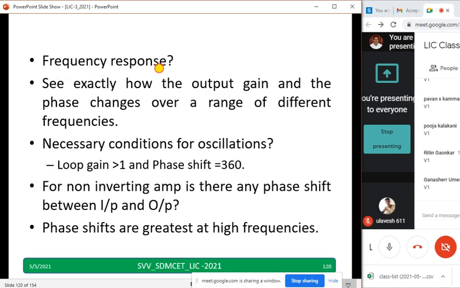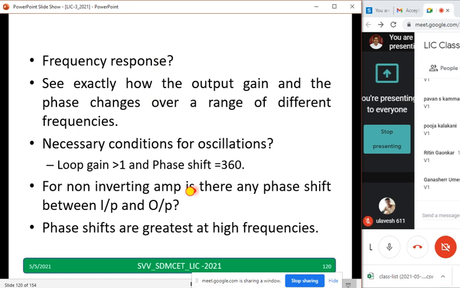Frequency response you have already done in your third semester, and in your fourth semester also you are doing it. What is the frequency response? Everybody knows. You can see exactly how the output gain and the phase change over the range of different frequencies. You use it even in control engineering. And the necessary condition for oscillations, all of you have studied in your third semester. Loop gain should be greater than 1, and phase shift should be 360. What is that called? Barkhausen's criteria. If these conditions are true, automatically the amplifier will start acting as an oscillator.